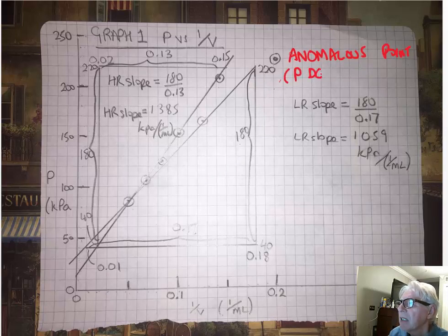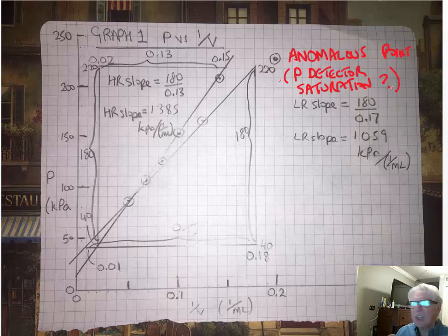And I'm going to put down here: P detector saturation, and then a question mark, because I don't know it's that, but I think it's that. I thought a comment like that would be very useful. Okay. And then the next thing I'd like to do is take these two slopes and do a calculation based on them. And that's what we do next.